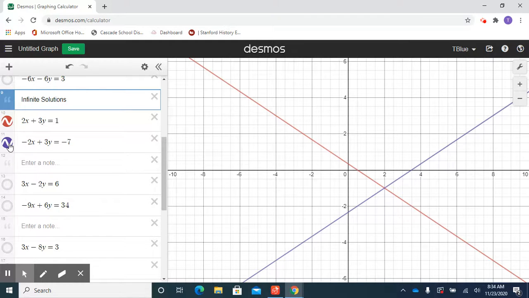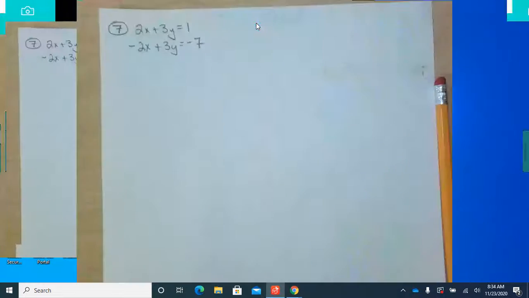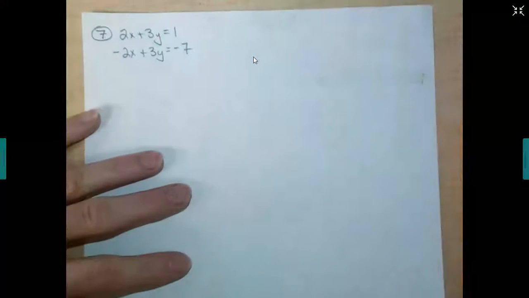Oh, look at that. We got one solution. And that solution is 2, negative 1. So we have one solution. Woo! 2, negative 1. Yes! Alright, so now we finally get a fun one that we can solve with substitution or elimination.